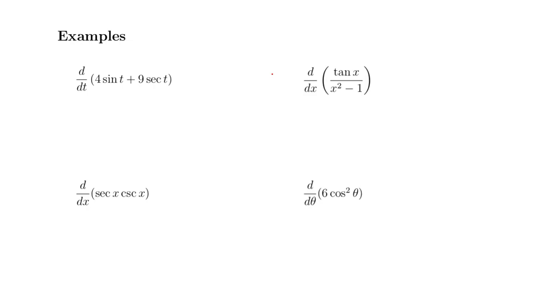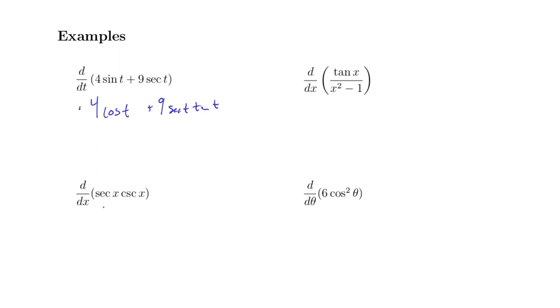So let's just take a look at a couple. You'll notice on this first one in the top left, we don't really have to do too much to it. We just have to know the derivatives of the sine function and the secant function. So we'll say, okay, the derivative of the sine function is the cosine function. So we have 4 cosine t. The derivative of the secant function is secant t tangent t, right? And so that's our derivative.